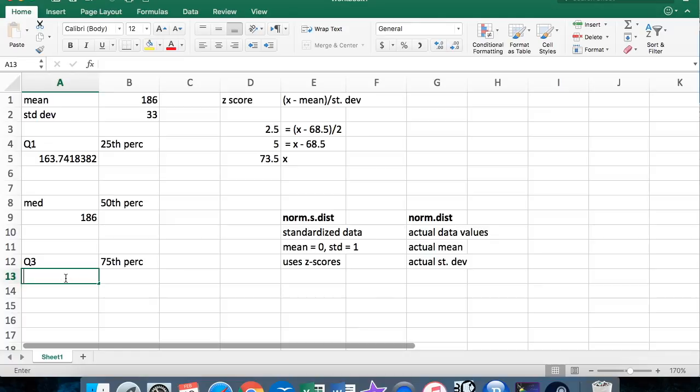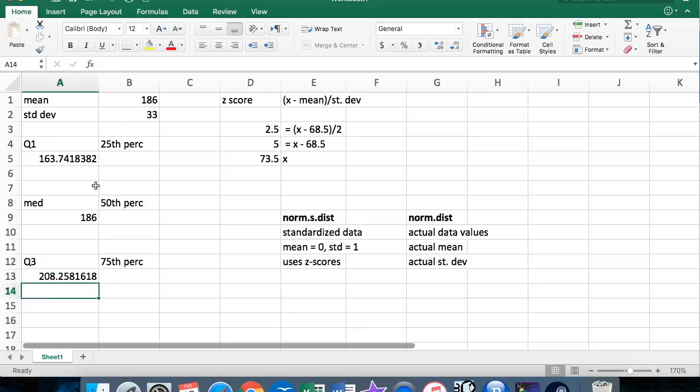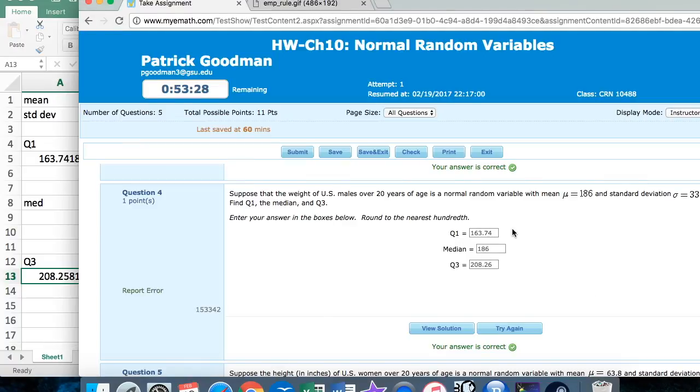Okay, so now Q3, do the exact same thing, norm.inverse. Your probability now is 75%, so 0.75. Click on your mean and your standard deviation yet again, and you get the actual data value, about 208. There you go, you throw it on there and you're good.